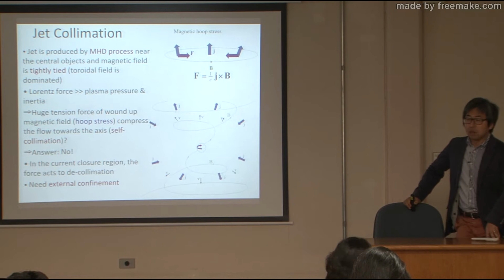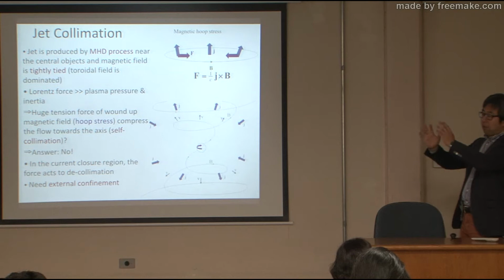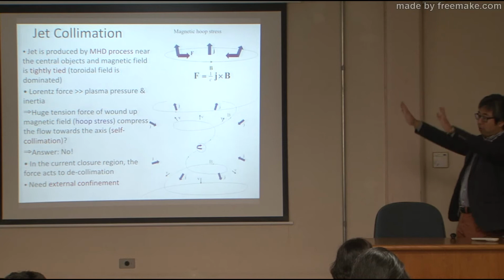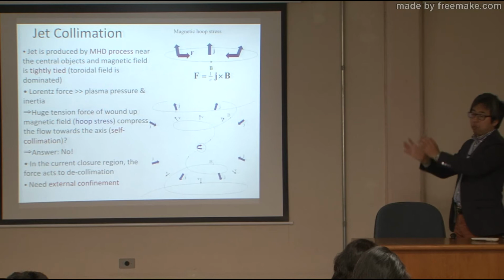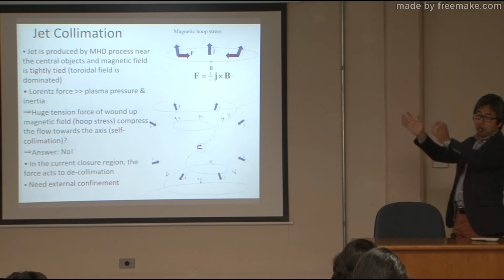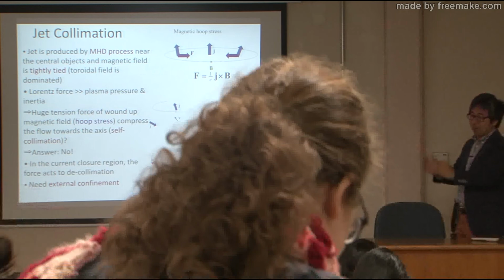This region is fine, but if you think about the boundary region, it is a less strongly magnetized region, and this is only for some radial profile. If you look only at the very central, strongly magnetized region, it may be self-collimated by the hoop stress. But if everything is included, including the wind, then it is not self-collimated, right? So this is the plasma part.